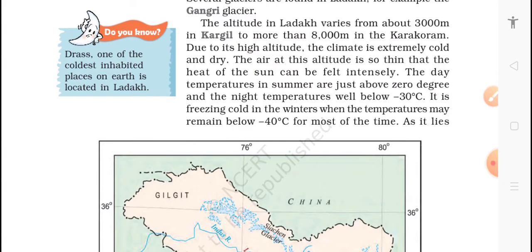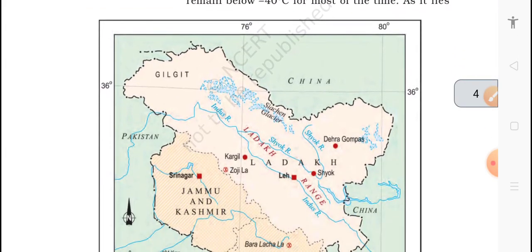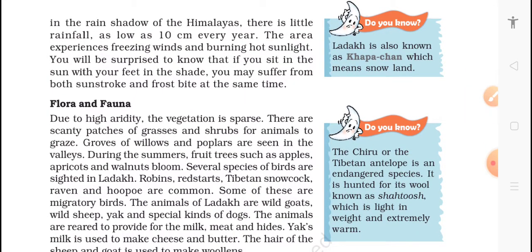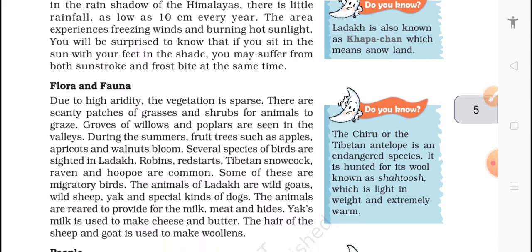It is freezing cold in winter, when the temperature may remain below minus 40 degrees for most of the time. As it lies in the rain shadow of the Himalayas, there is little rainfall, as low as 10 centimeters every year. This area experiences freezing winds and burning hot sunlight. You may be surprised to know that if you sit in the sun with your feet in the shade, you may suffer from both sunstroke and frostbite at the same time.